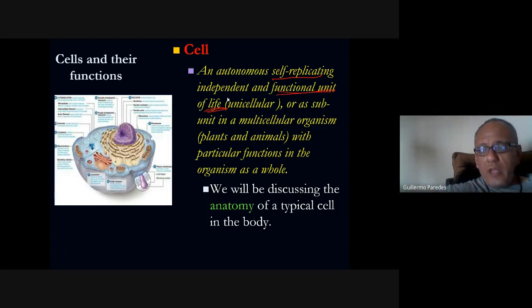Okay? So we are multicellular, composed of about 100 trillion cells in our body. 100 trillion is like 100 million times a billion. So it's a lot of numbers, right?